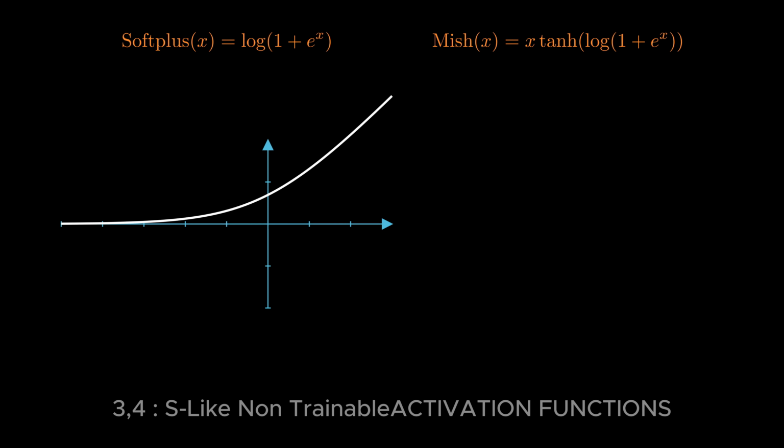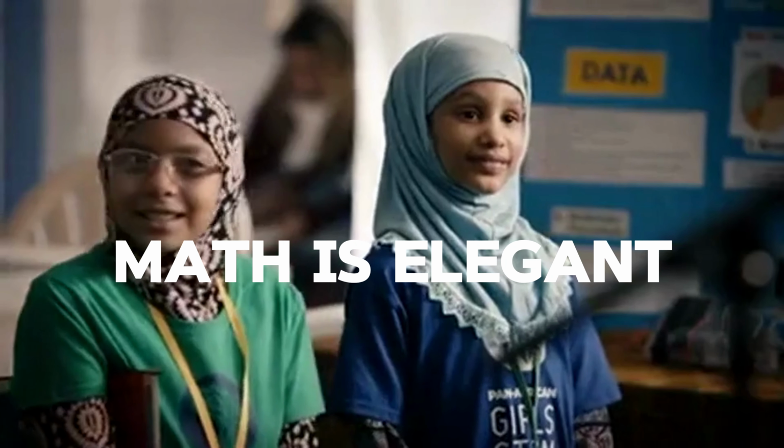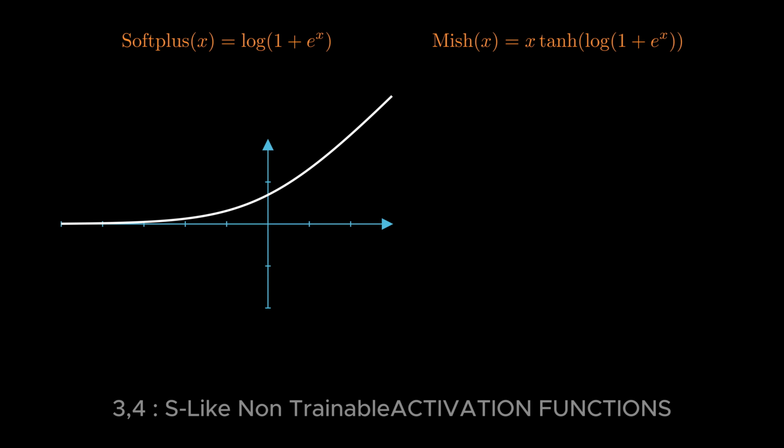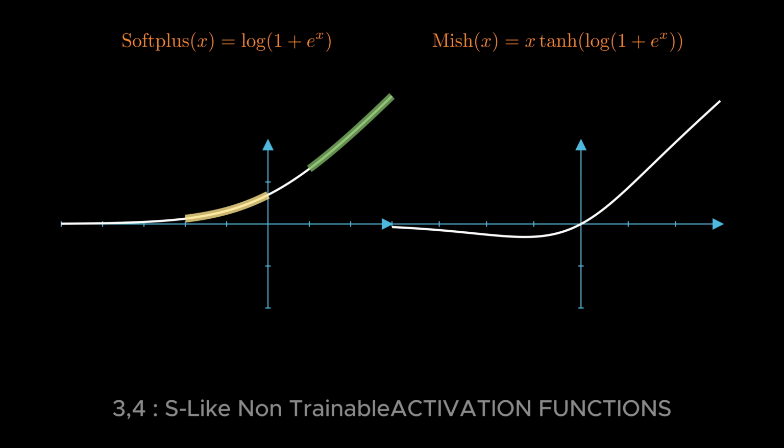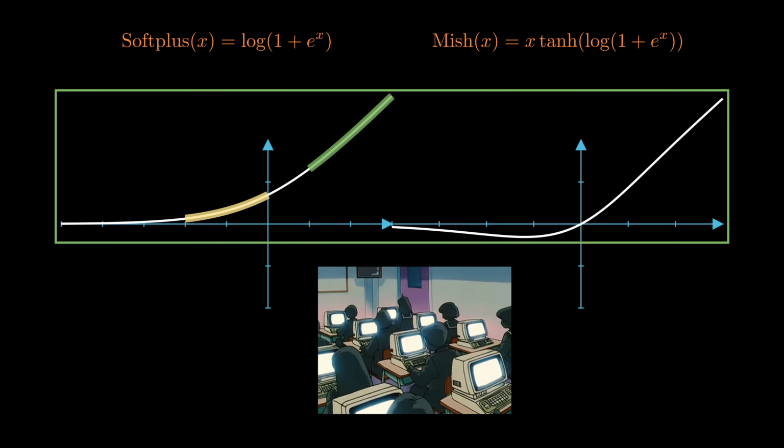The last two in S-like non-trainable are Softplus and Mish. I know that's a lot of maths, but math is elegant. Just observe the curves for an intuitive understanding. That right long tail of Softplus you see ensures a positive flow of gradients all across, just like a green light. This flow was lacking in both sigmoid and ReLU. But Softplus doesn't treat small negative values well, and therefore Mish. These mathematically approximate better but are rarely used for deep nets because of high computation.